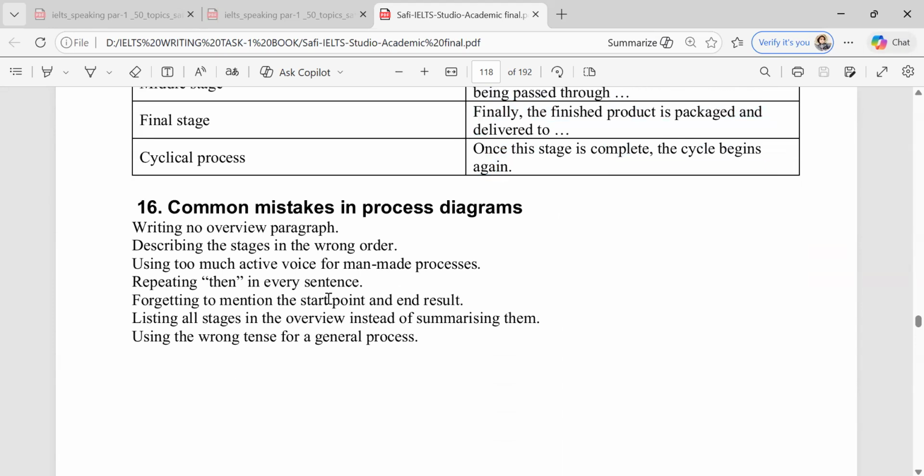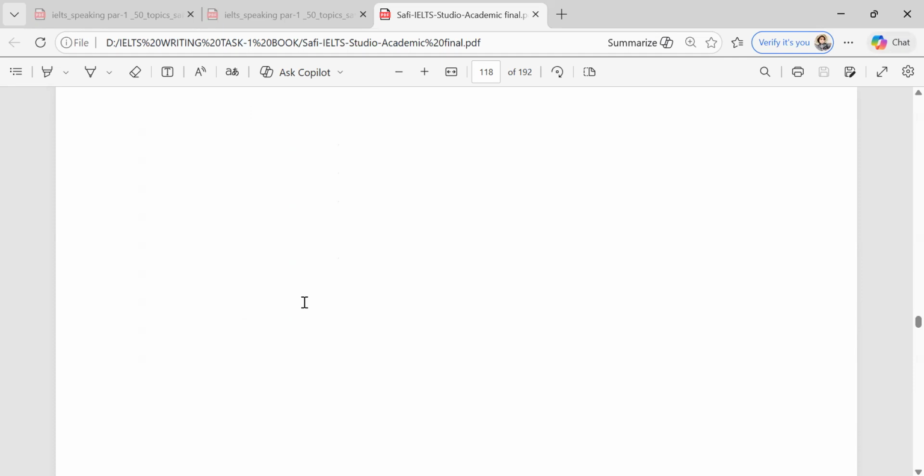What are the common mistakes in process diagrams? Number one, writing no overview paragraph. Number two, describing stages in the wrong order. There should be a proper sequence. Then, using too much active voice for a man-made process. For a man-made process, use passive, not active. Repeating 'then' again and again. Forgetting to mention the start point and end result. Listing all stages in the overview instead of summarizing them. Using the wrong tense for a general process. Make sure your process description is usually in present tense, not past or future.